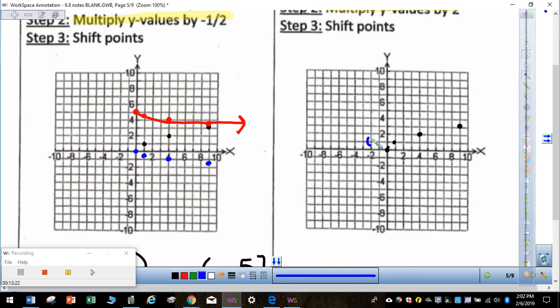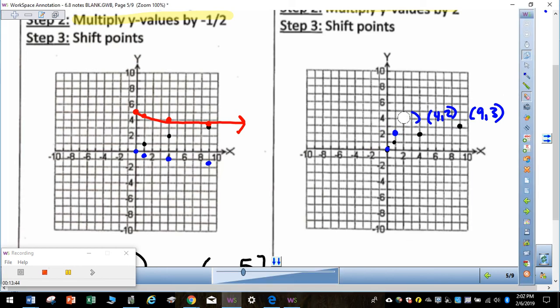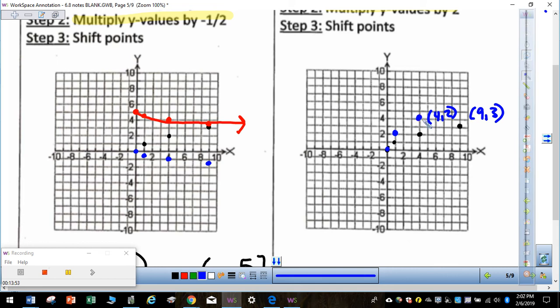So if we list our ordered pairs again, for the original, 0, 0, 1, 1, 4, 2, and 9, 3, first point, the 0, 0, that's going to stay the same. The next y value is 1. That's going to multiply by 2. X value is going to stay the same. So now we have the point 1, 2. Let's erase these. All right, the next ordered pair is 4, 2. X value stays the same. We're going to multiply the y value of 2 by 2. So that's going to go up to 4.